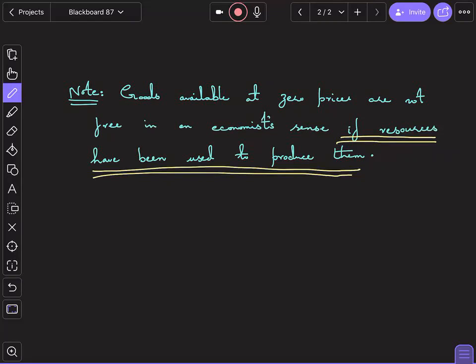Okay, so goods that are available without any charge, like street lights, are not classified as free goods. Free goods are only those goods that are in unlimited supply and your limited resources are not utilized on the production of those goods.